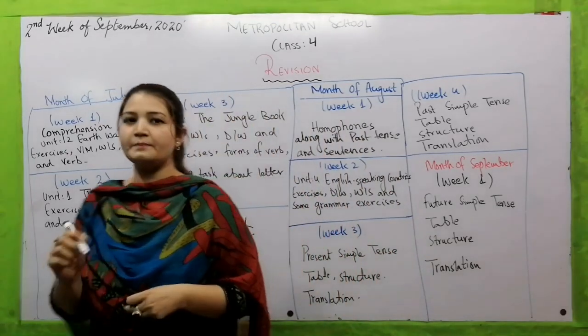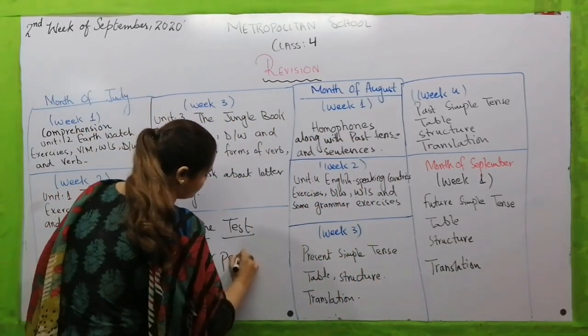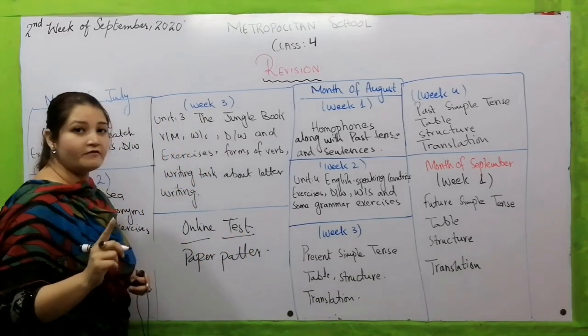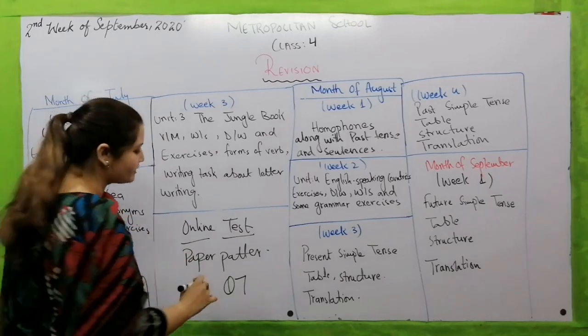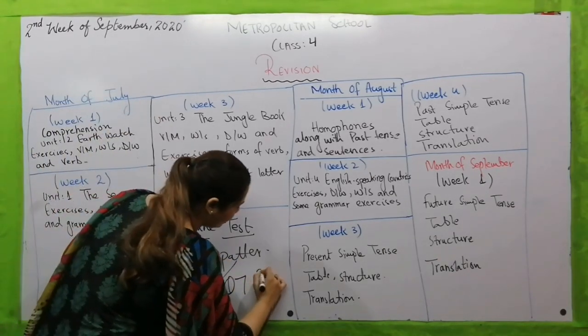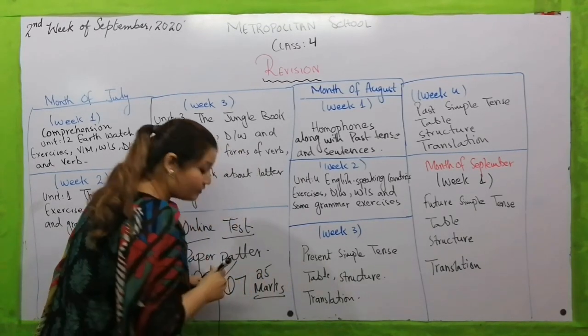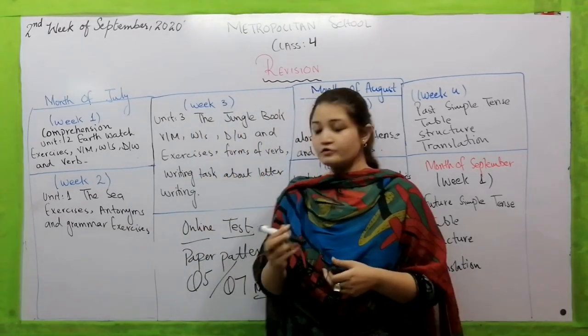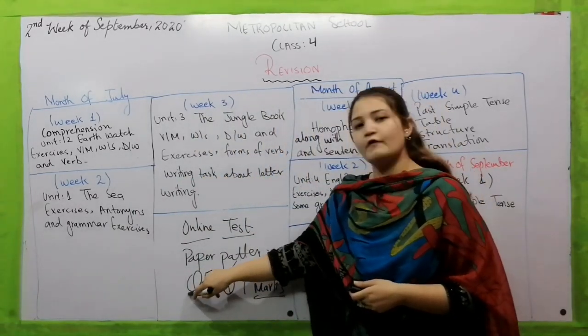Now let's talk about the paper pattern for your test. You will be given 7 questions, out of which you will have to attempt 5 questions. These questions will be of 25 marks. There will be a choice of 2 questions. 7 questions will be given and you will have to attempt 5.